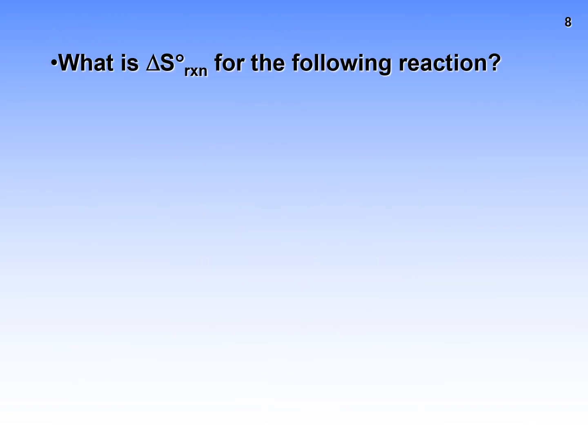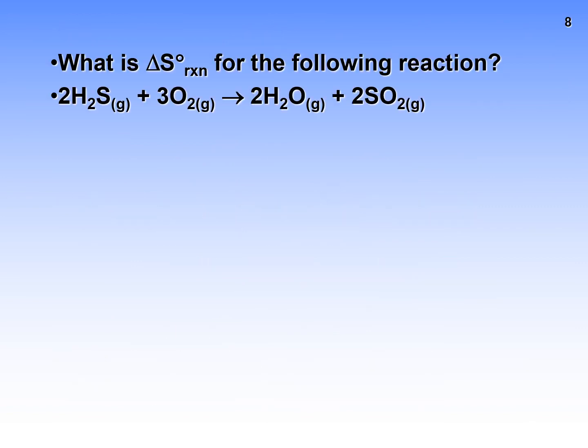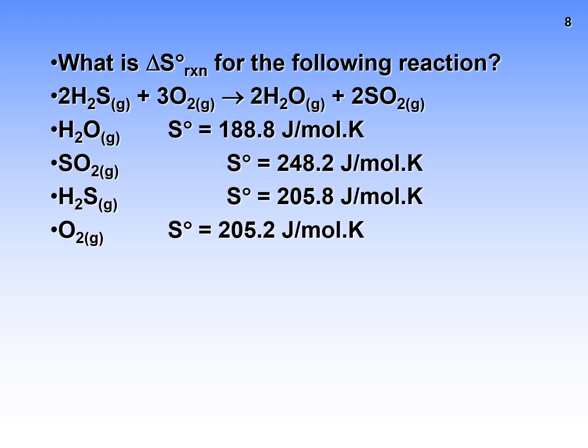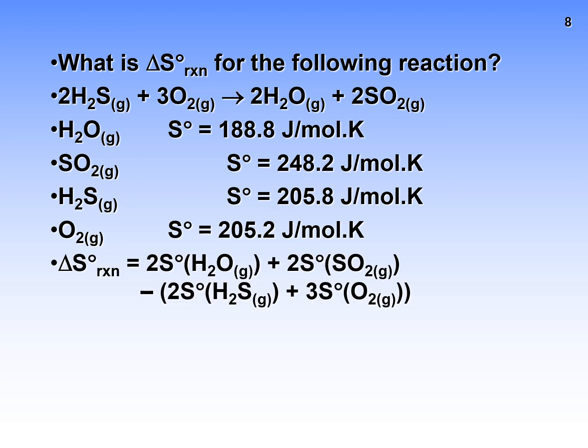So let's do one more calculation, one more example. We're looking at this reaction: 2 dihydrogen sulfide is reacting with oxygen to form water and sulfur dioxide. And we want to calculate the delta S naught for this reaction. Well, the first thing we need to do is look up our S naught values. As you can see, we looked them up already here. At this point, we're just applying Hess's law: the sum of the products minus the sum of the reactants.